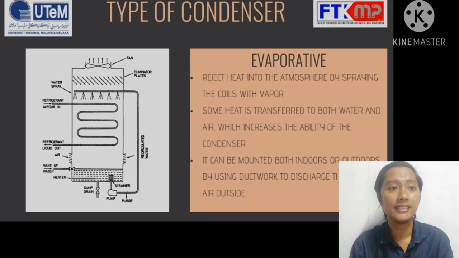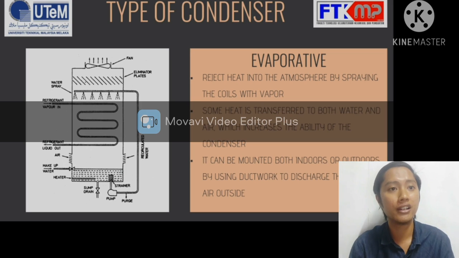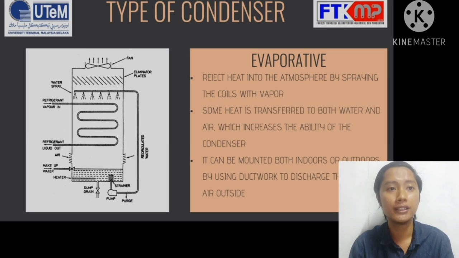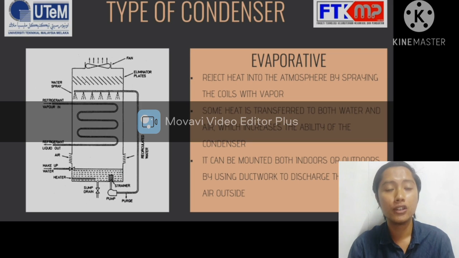Steam to be condensed is passed through grill tubes and cooling water is sprayed over the outer surface of the tubes. Evaporative condensers are most suitable for small plants where the supply of cool water is limited. For the advantages of an evaporative condenser, it is simple in design and has a low initial cost. Low quantity of cooling water is required. Small capacity cooling water pump and low operation cost.